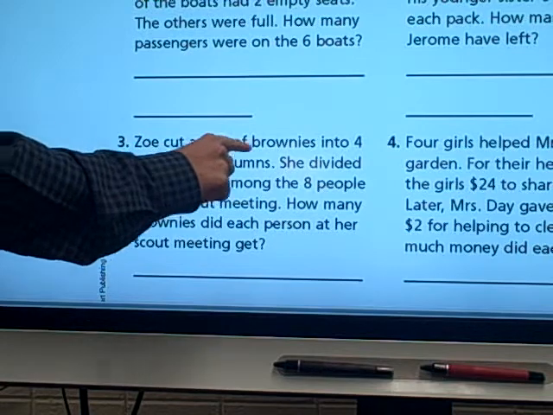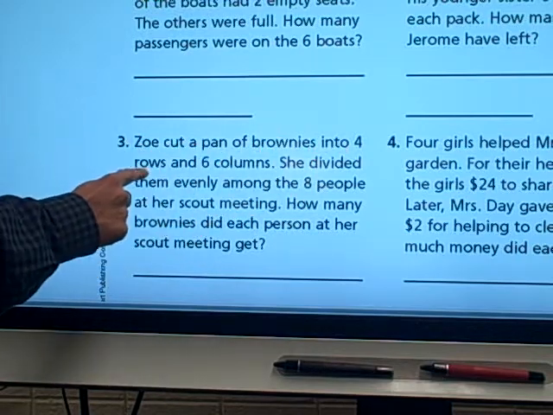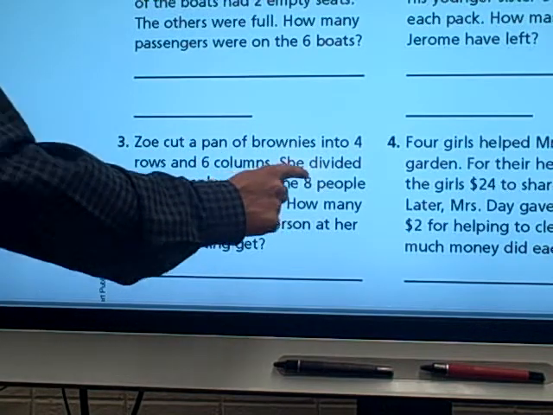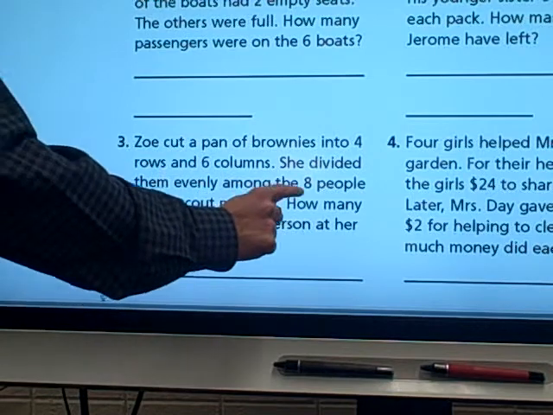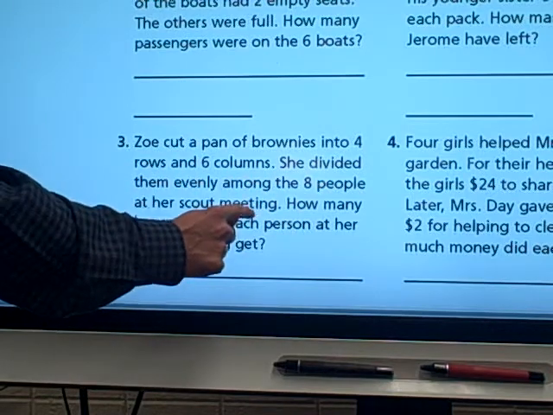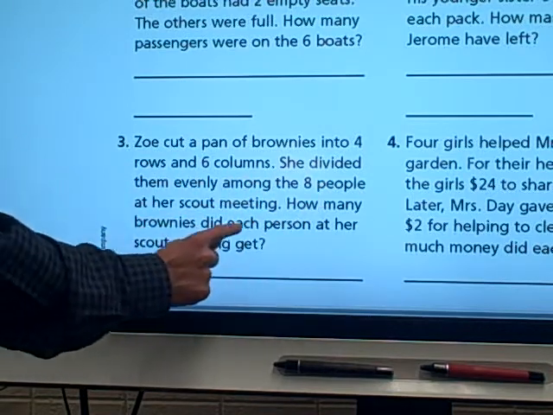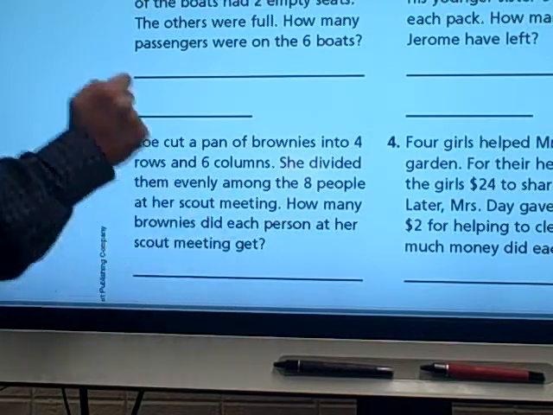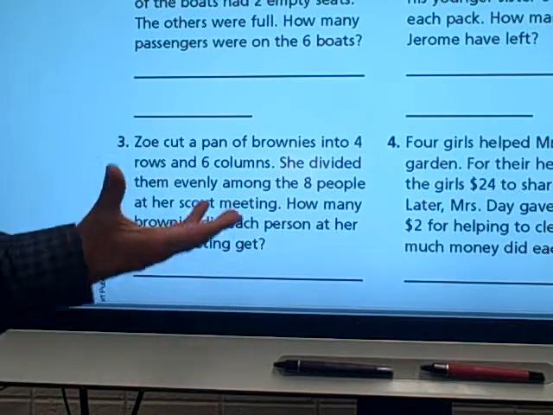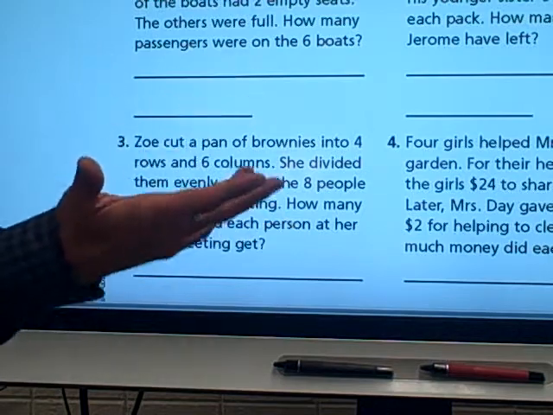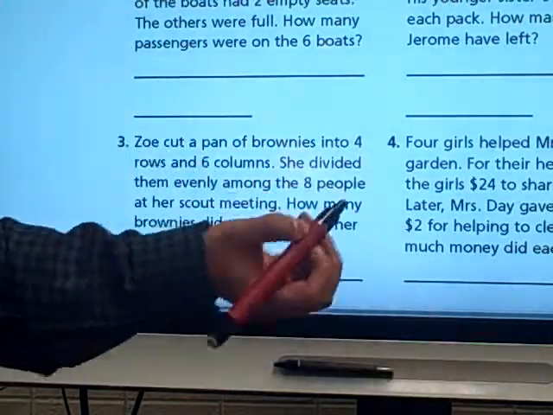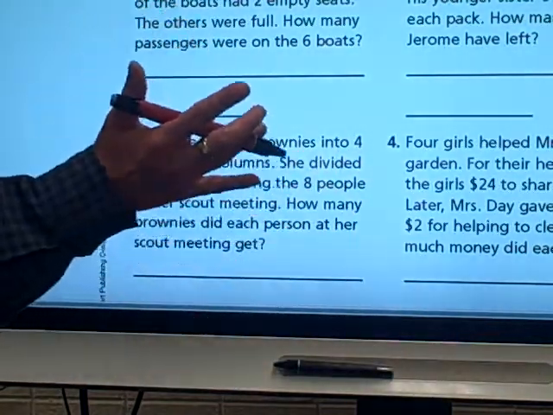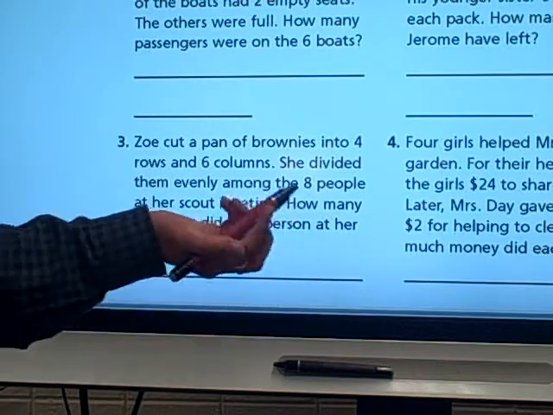Zoe cut a pan of brownies into 4 rows and 6 columns. She divided them evenly among the 8 people at her scout meeting. How many brownies did each person at her scout meeting get? Okay, so we've got to figure out this word problem here, and it's multi-step. So the first thing that I always ask the students to do is underline, identify the important information.